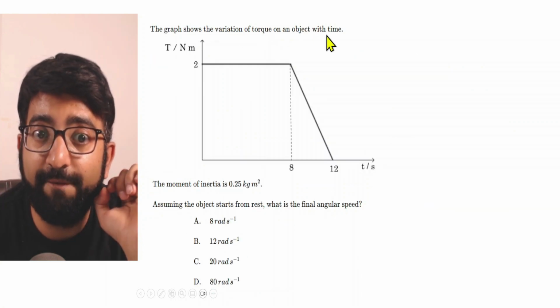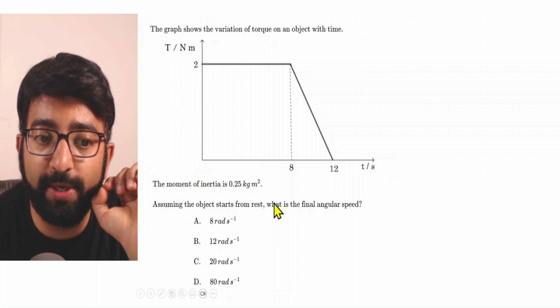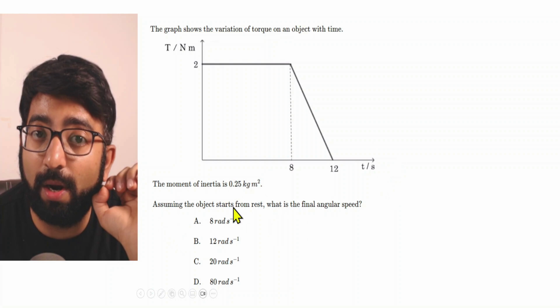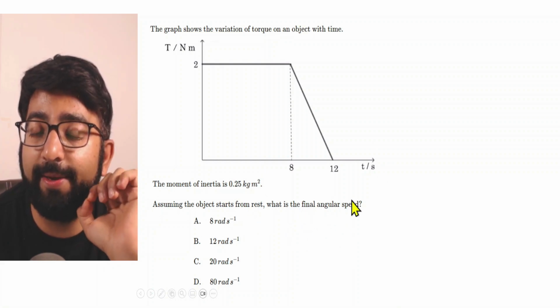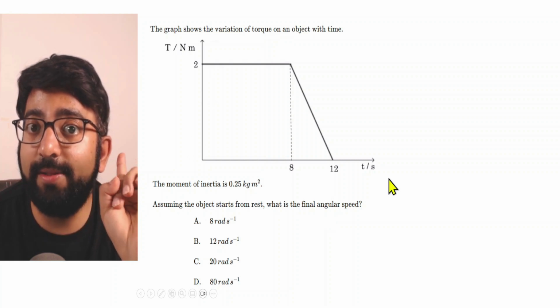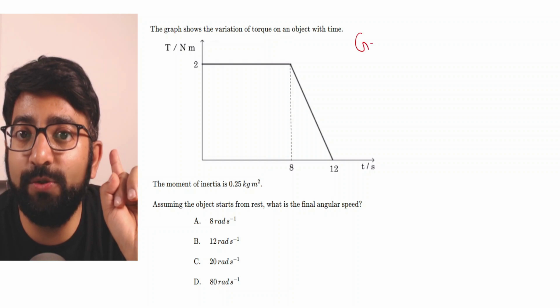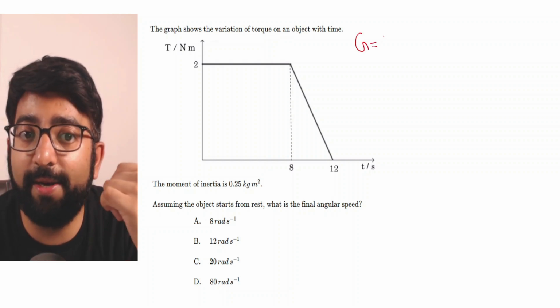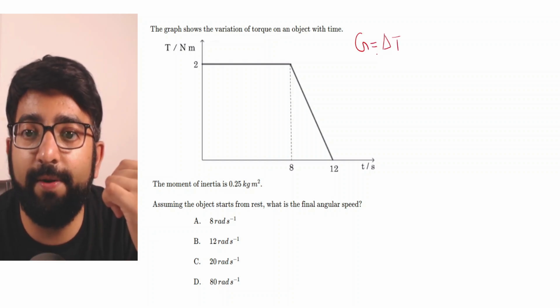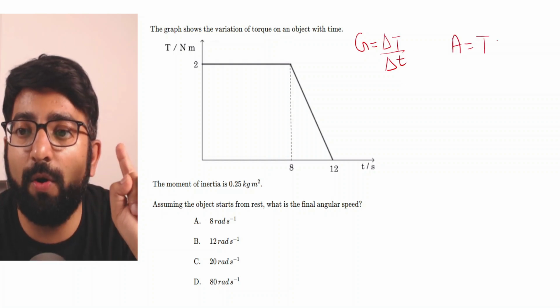The graph here shows the variation of torque on an object with time. Y-axis is torque, x-axis is time. The moment of inertia is given. Assuming the object starts from rest, what is the final angular speed? Now remember the graph-based concept. If we are given graphs, either we do gradient or the area under the graph. So gradient in this situation will be y-axis upon x-axis. So that will be delta torque divided by delta t. Area, on the other hand, will be the product of torque and time.